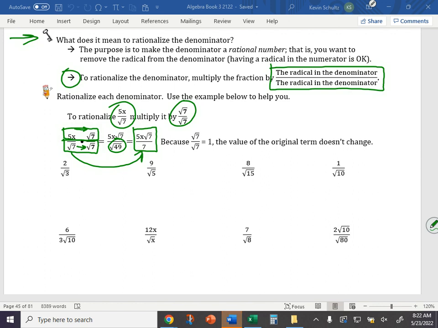But yes, as far as doing the process, you can just understand what happens and go straight from the root 7 to the 7. Where kids fall though, doing that is they forget to put the root 7 in the numerator if they don't show that intermediate step. Okay. Let's look at some of these examples here.